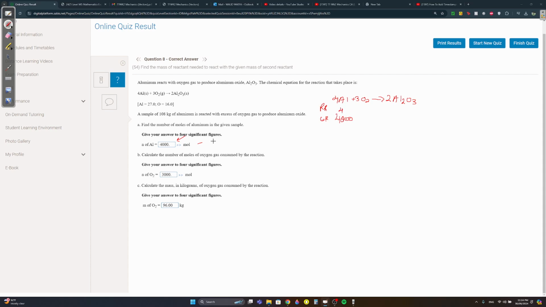How much is it in the reaction? It's 4. Okay. What do we want? We want oxygen gas, so we go to oxygen gas. In the reaction, we know it's 3. And how about in the GR? We know it's always X. You cross multiply and you're going to get 3,000.